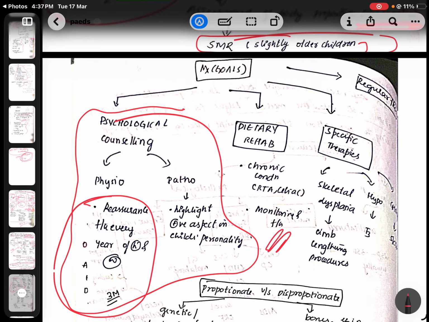rehab. If there are any chronic conditions which you need to address, you can mention that. And these are the specific therapies. For example, if it's an infection, or if it's hypothyroid, start on levothyroxine. That was one of your endocrine questions, right? So you can mention that also. Then the major thing is regular follow-up.